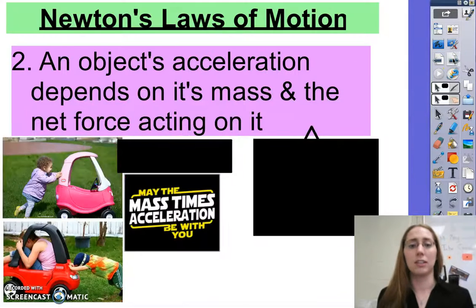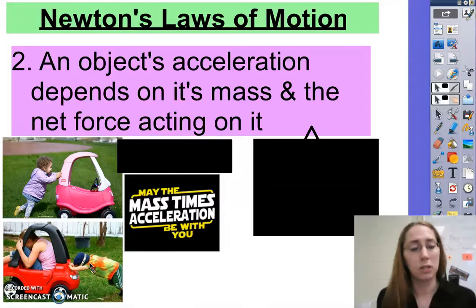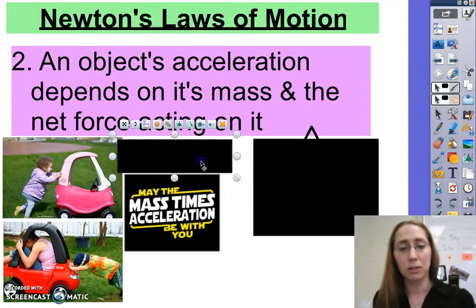So on to Newton's second law. Newton's second law of motion is that an object's acceleration depends on its mass and the net force acting upon it. Here, the mass is relatively low because it's empty, and the net force acting on it is relatively low, so it's got a low acceleration. Whereas here, the acceleration might be the same, but the mass is much, much bigger because that little person is sitting in there, and this guy is having to work really hard with a huge force to get it to accelerate at all.